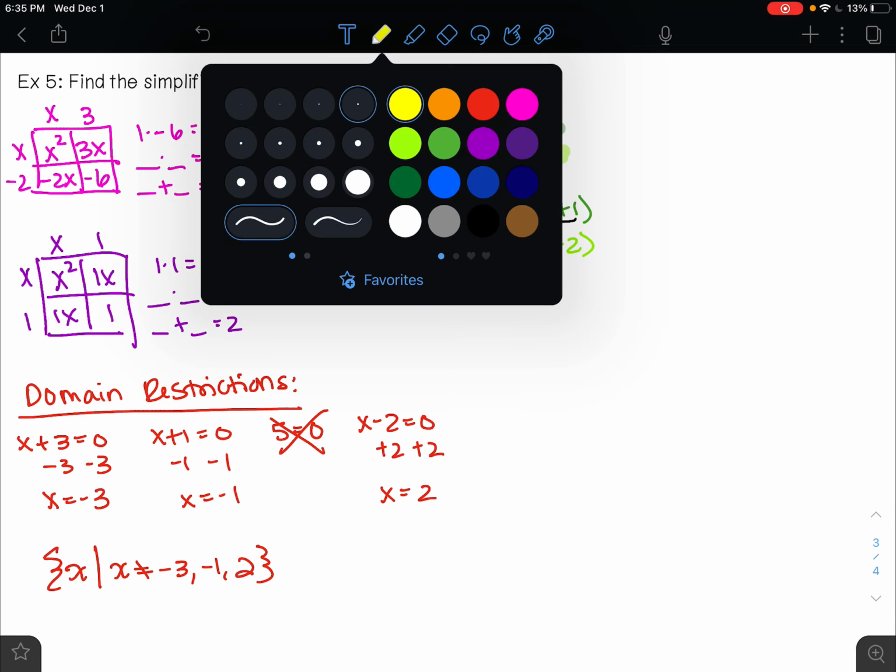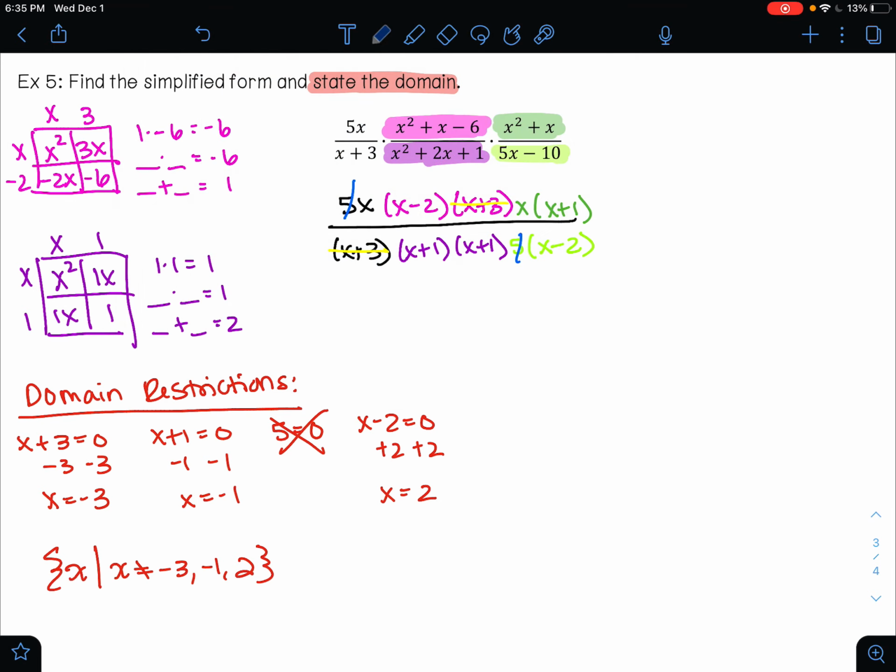Oh, we used green. Let's use blue. Oh, we already used blue. I'm running out of colors.